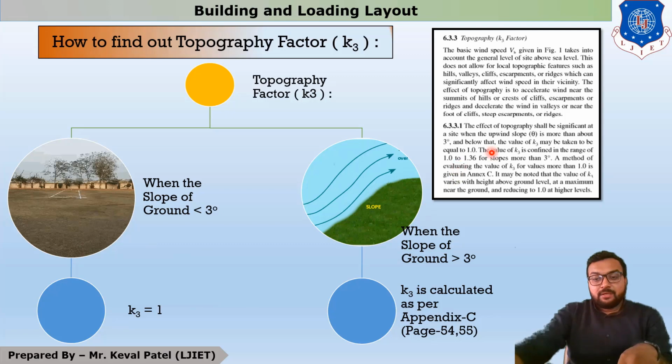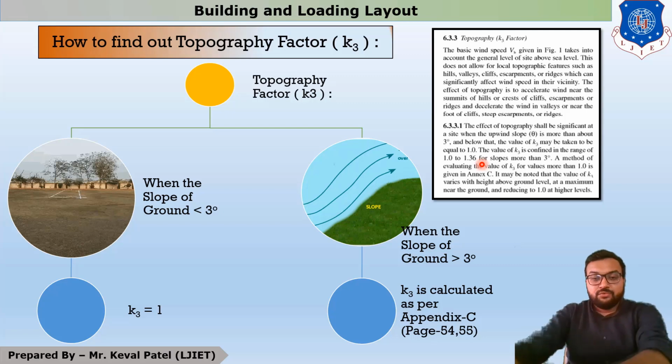But if your theta is greater than 3 degree, then your K3 value is in the range of 1 to 1.36. So this question is generally asked in your GTU Viva, that what is the maximum value of K3? So it is 1.36. If your answer of K3 is greater than 1.36, then you have to assume that there will be some mistake in your calculation.